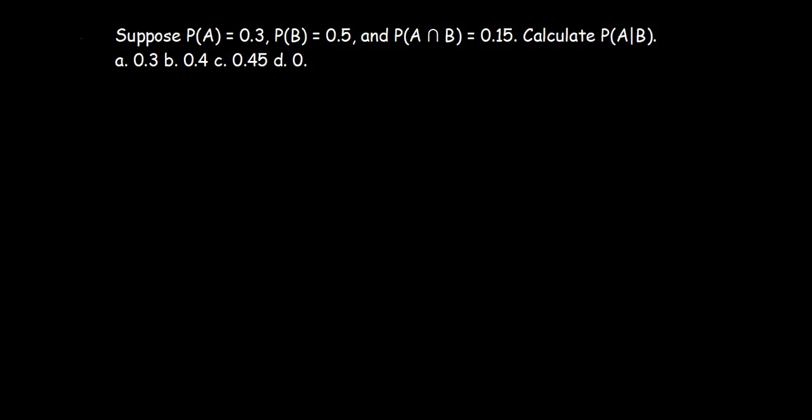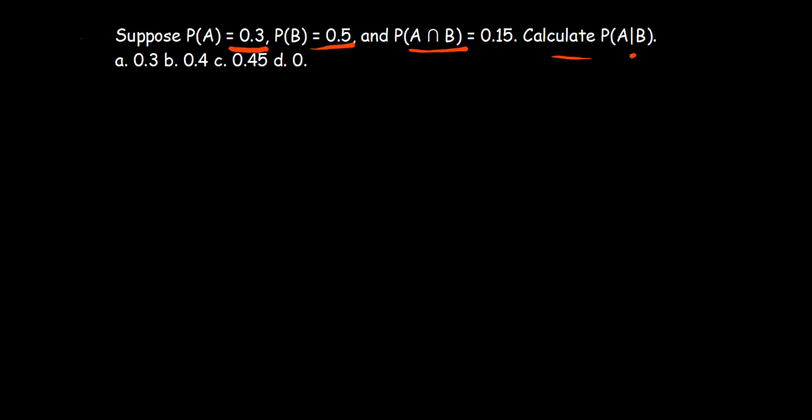Okay, so let us look at this question here. They're saying suppose the probability of A is 0.3 and the probability of B is 0.5 and the probability of A intersection B is 0.15, and then they are saying calculate the probability of A given B.